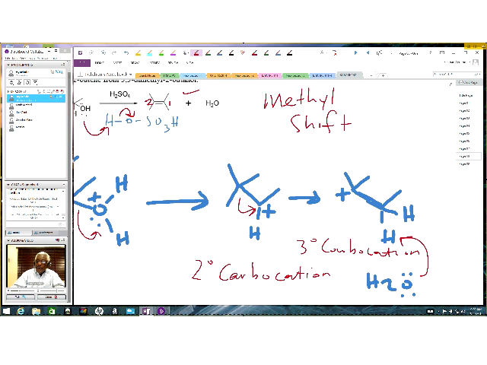So what does it do? This water comes here now, will come and grab this proton, and in so doing, the pair of electrons join the carbon, and the hydrogen will now go to form a carbon-carbon double bond, and that is how we form this product right here.